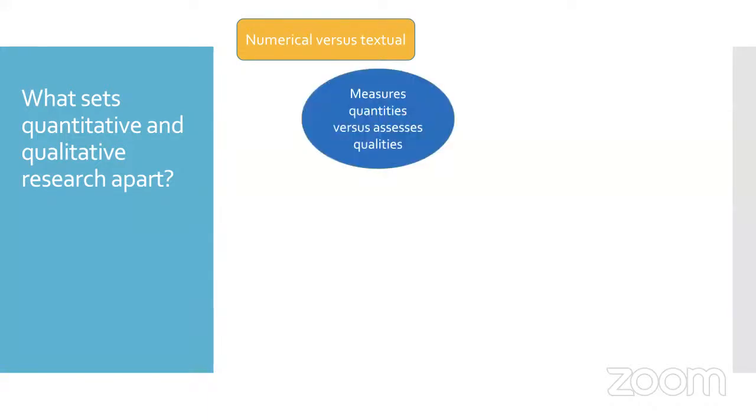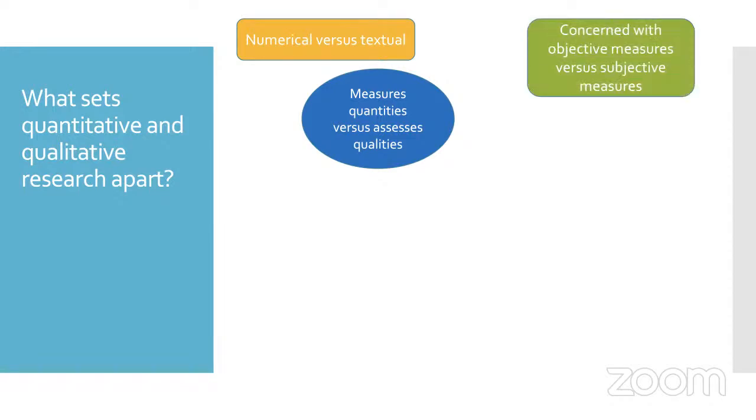So firstly, quantitative, as we know, is numerical, and qualitative is largely textual. And what I mean by textual is it could be narratives, it could be text, it could be anything that describes something, any way of describing something that's not really numerical. Quantitative also measures quantities, versus qualitative assessing qualities, the inherent qualities of the way people see the world.